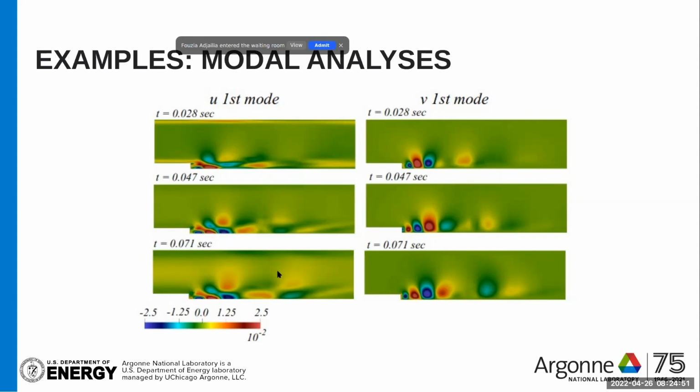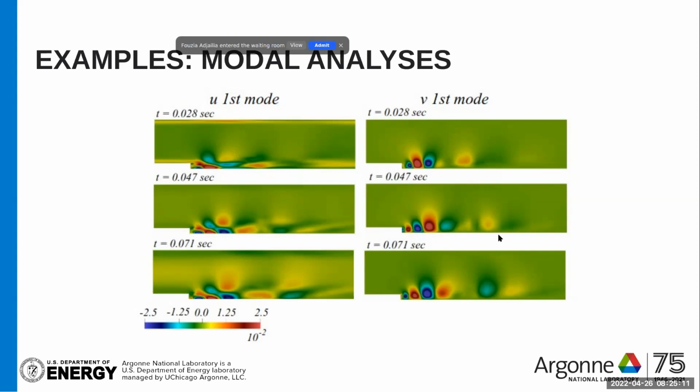energy. So you can see that the nature of how energy is contained in the x direction of the velocity and the y direction of the velocity are quite different. And they're all concentrated in the downstream area near the separation.